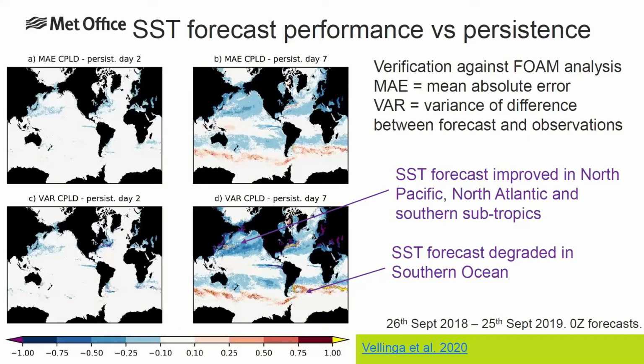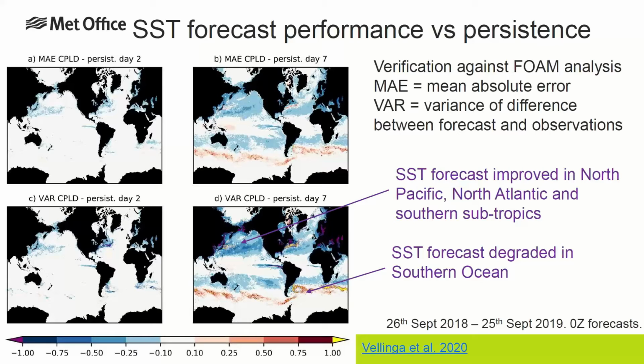Okay, so one of the things we wanted to check was to make sure that the sea surface temperature forecast for the coupled NWP was better than persistence, which is what the atmosphere only model does. So this is mean absolute errors on the top and variance of difference between forecast and observations on the bottom, for day 2 on the left and day 7 on the right.